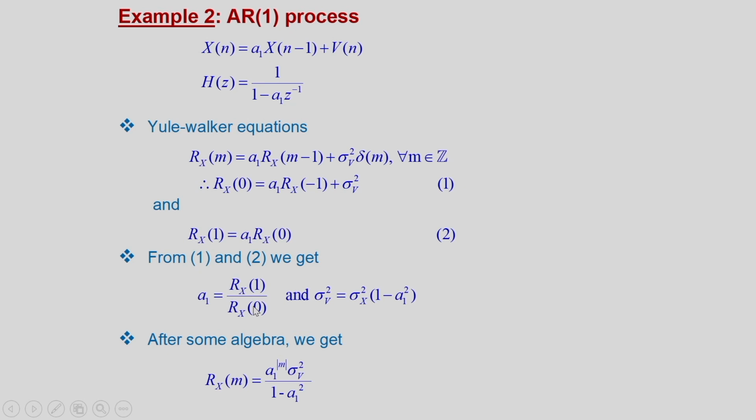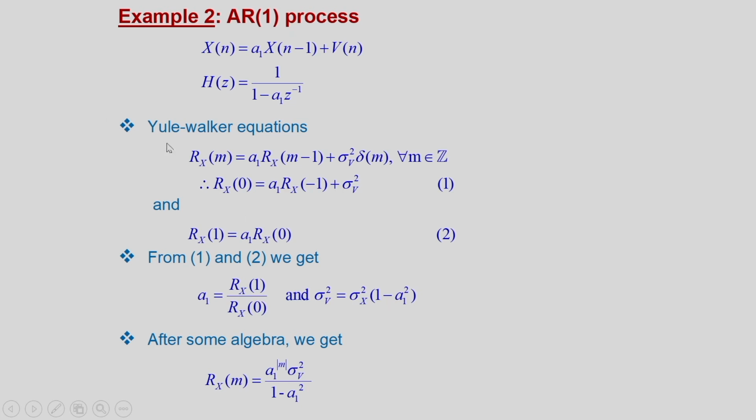And we can also determine the variance of the white noise, σv², from the relationship: σv² will be equal to σx² times (1 minus a1²). So, this is one equation, this is another equation, and two unknowns are there, a1 and σv². So, a1 and σv² can be found out from Rx(1) and Rx(0). We have found a1 equal to Rx(1) divided by Rx(0), and σv² equal to σx² times (1 minus a1²).